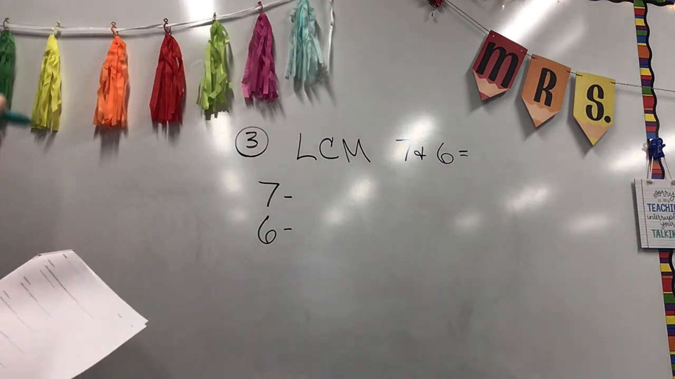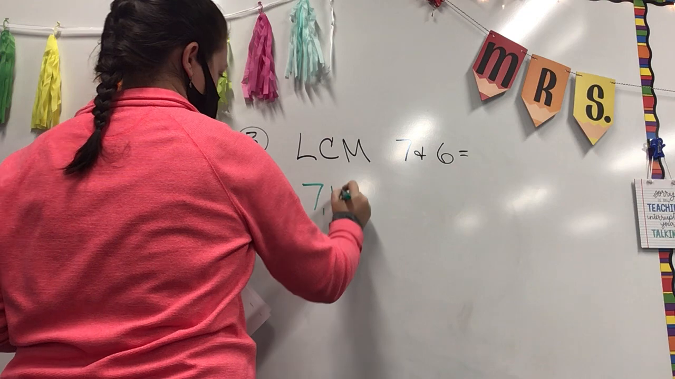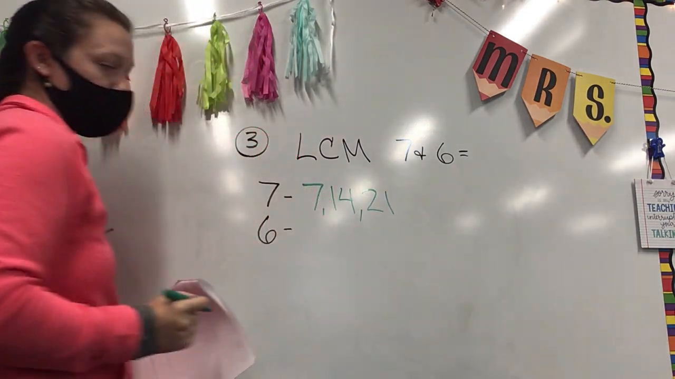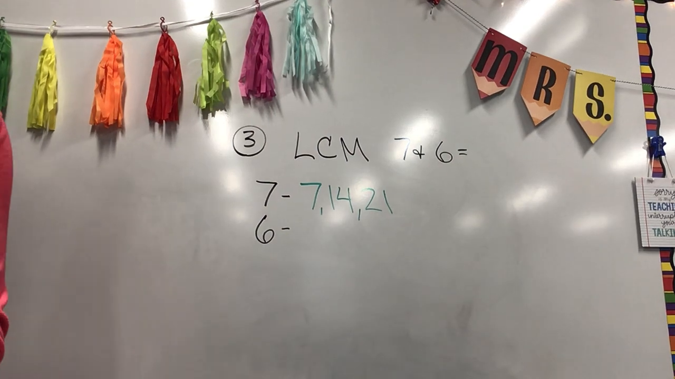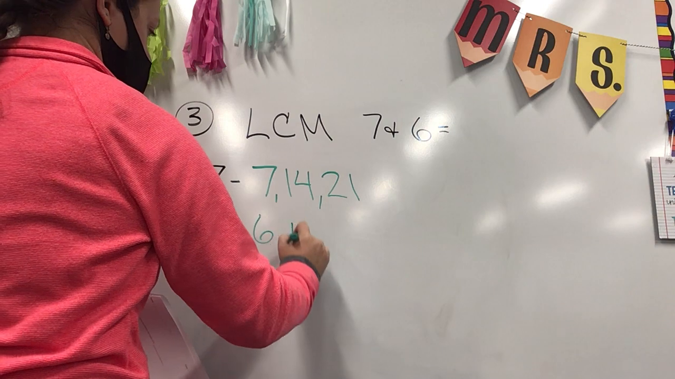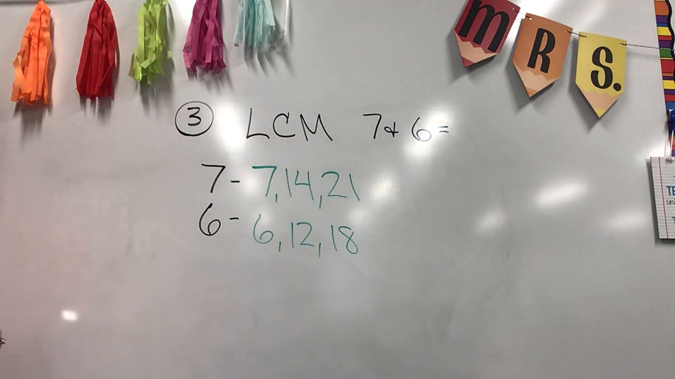All right, let's go through them. Of 7, ready? 7. 14. 21. Let's stop for now. Remember, we want to do about 3 or 4 and then stop and check. So for 6, 6. 12. 18. Do I have any LCM yet for these? No, so I have to keep going.